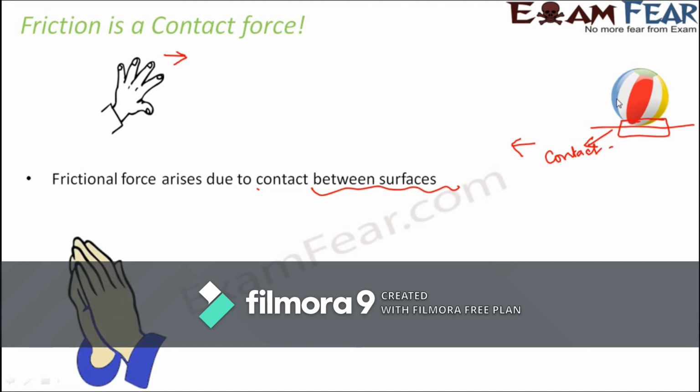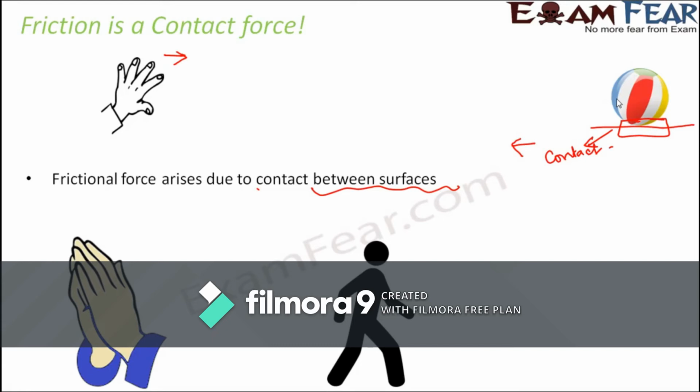Now you can think of other examples. For example, if you rub your hands together, what happens? When you rub your hands together, it is due to friction that heat gets generated. Now in this case also, both the objects, that is both your palms, are in contact with each other.